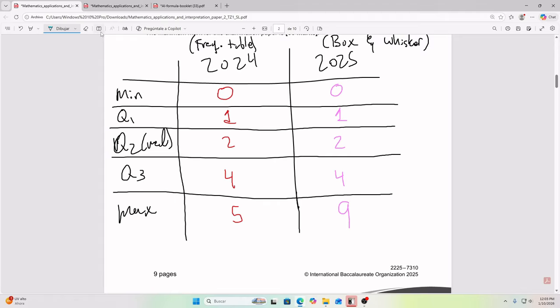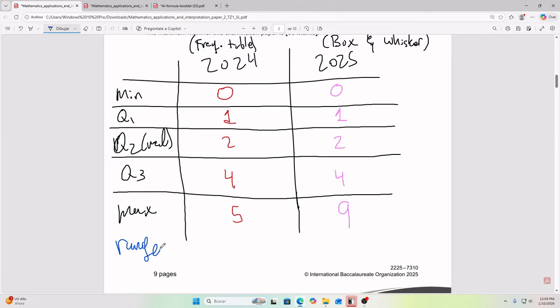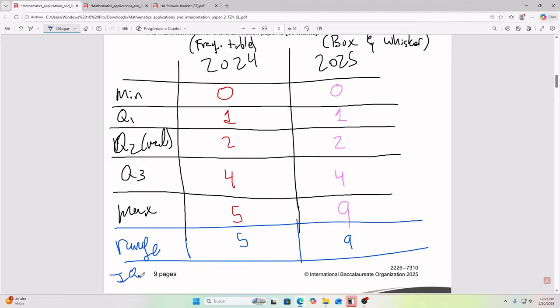As you get up here, we can say that, for example, the range of 2024 was 5 minus 0, 5. And for the box and whisker, it was 9 minus 0, 9. For the interquartile range, we can say that for 2024, it's Q3 minus Q1, which is 3. And then for 2025 it was Q3 minus Q1, which is again 3.